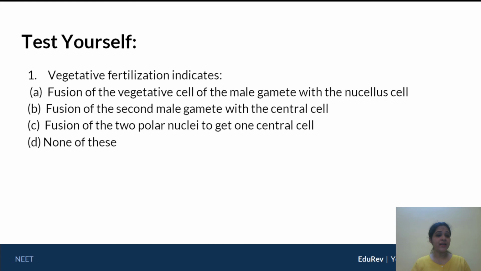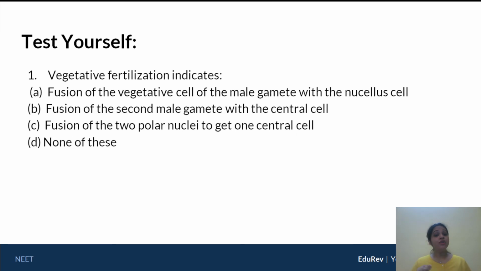Vegetative fertilization indicates dash. A. Fusion of the vegetative cell of the male gamete with the nucellus cell. Now we know that's not true. There is no fusion of male gamete with the nucellus. Next, B. Fusion of the second male gamete with the central cell. Now this could probably make sense because the central cell, in other words, has two polar nuclei. Probably the answer is B, but let's go through the other options.